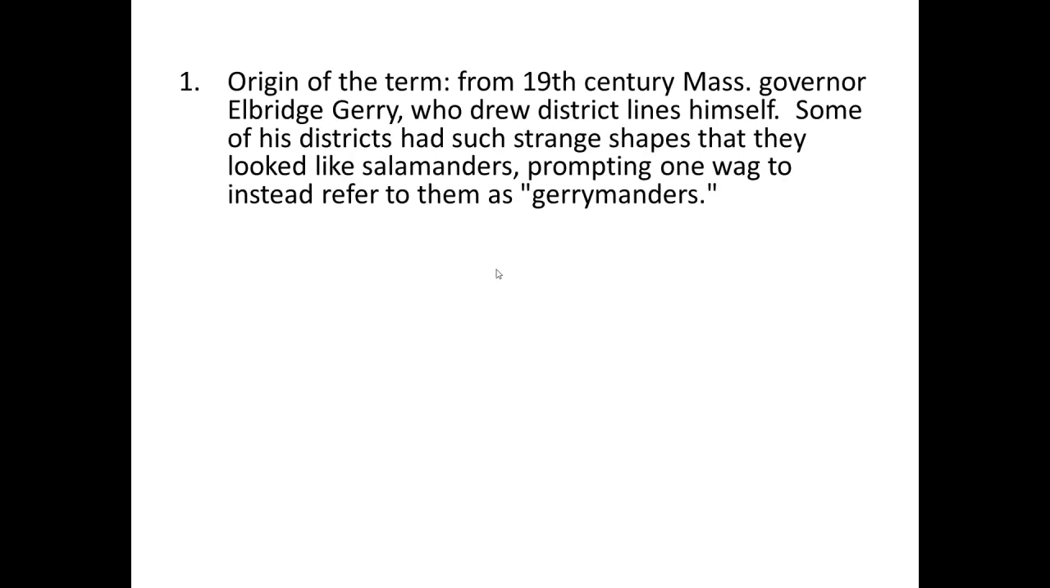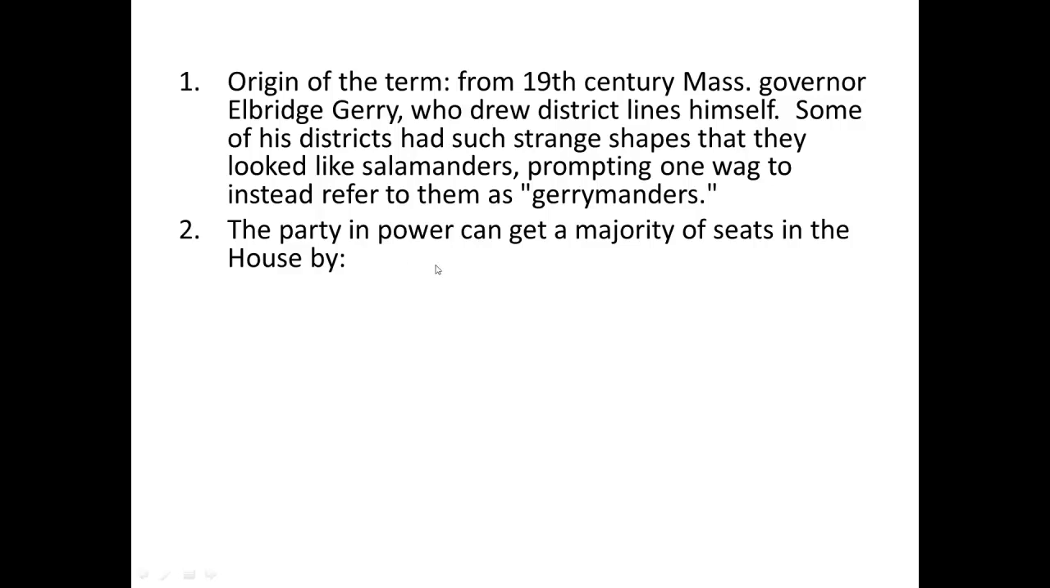Where does the term gerrymandering come from? Just a fun fact, you don't need to write this down. The term comes from this guy Elbridge Gerry, who drew some lines back in the day in the 1800s to help certain people win. And they had such strange shapes that looked like salamanders, and people referred to them as gerrymanders.